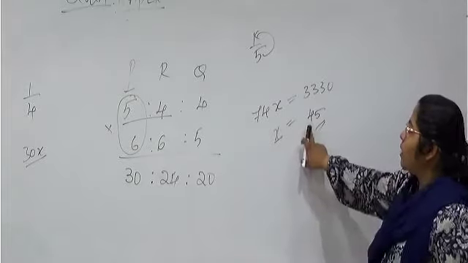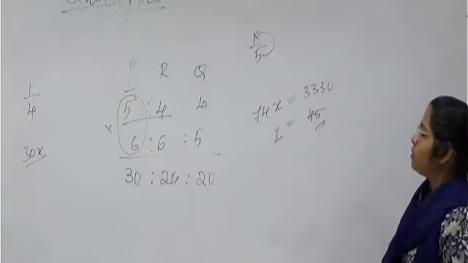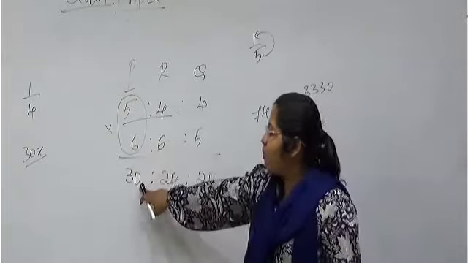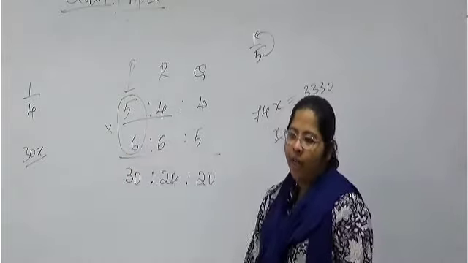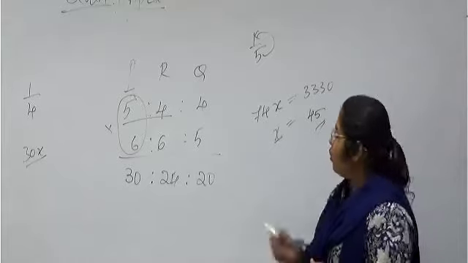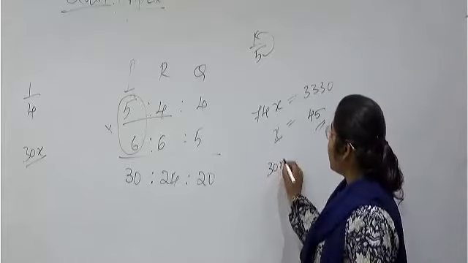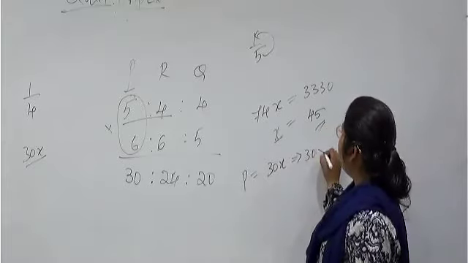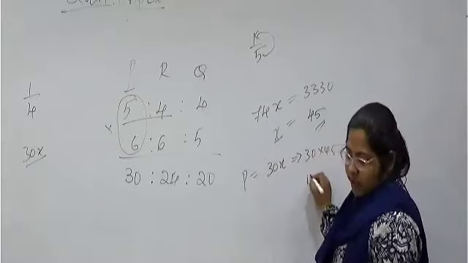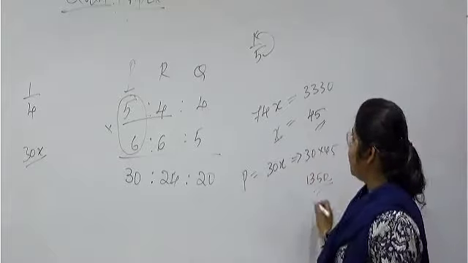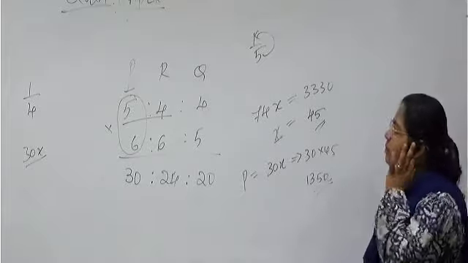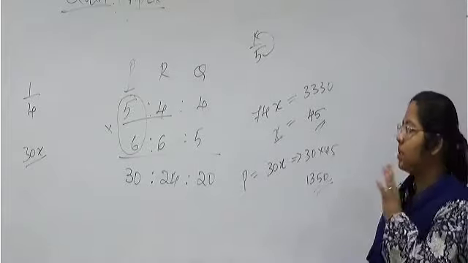Tell me, did you all get this 45 or not? Yes. If you get 45, 30 into x, P's value, I want. 30 into 45. 30x is the P's value. You got x. 30 into 45 is 1350. Option D. That's all they have asked.